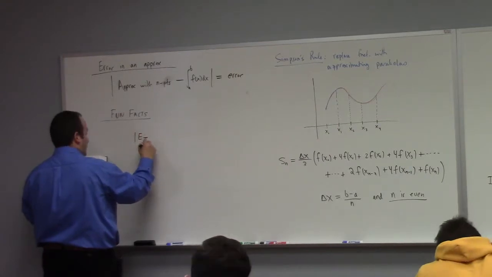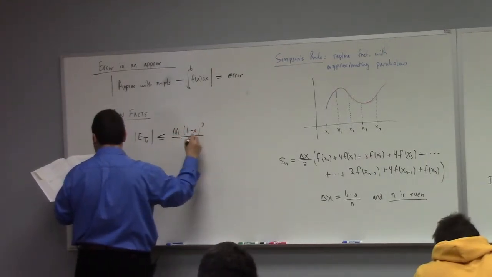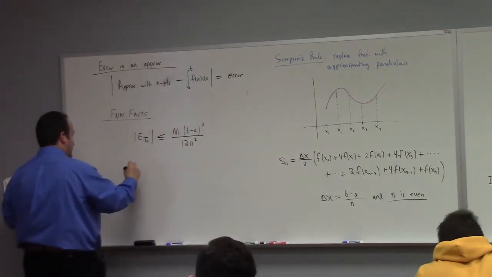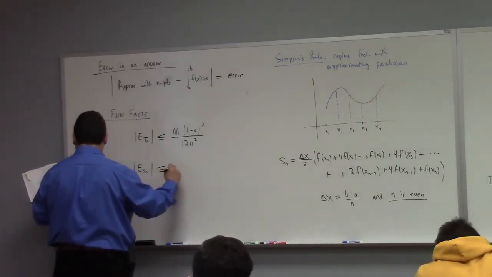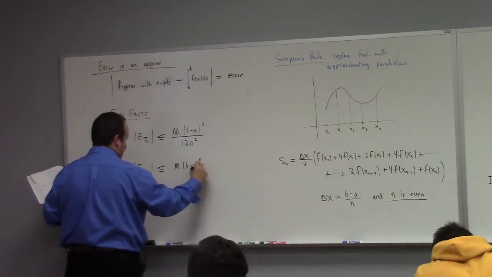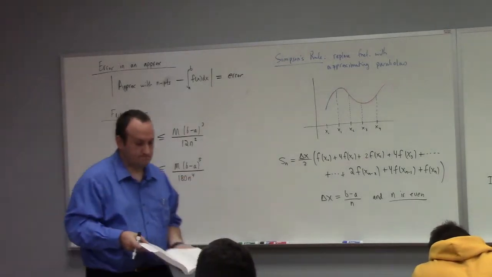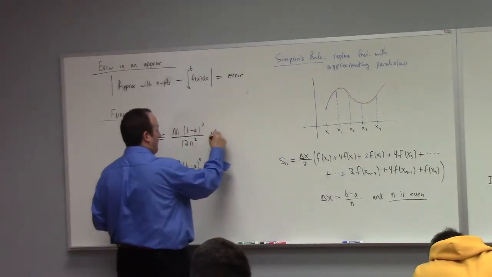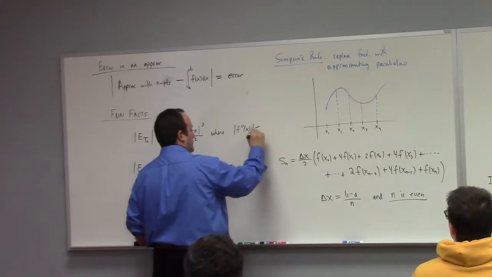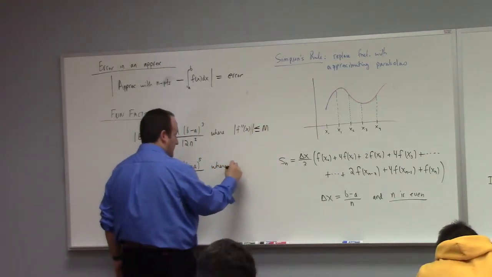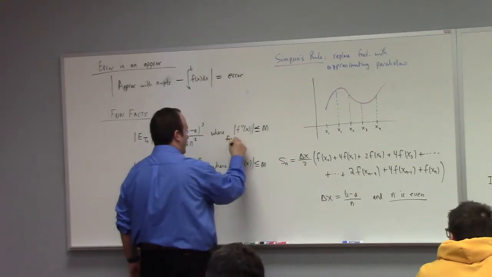The error in the nth trapezoid rule is less than or equal to M times (b minus a) cubed over 12 n squared. The error in Simpson's rule is less than or equal to M times (b minus a) to the fifth power over 180 n to the fourth. Now I need to tell you what the M is. Where the absolute value of the second derivative f double prime of x is less than or equal to M for the trapezoid rule, and the fourth derivative f prime prime prime prime of x is less than or equal to M for Simpson's rule, for a less than or equal to x less than or equal to b.